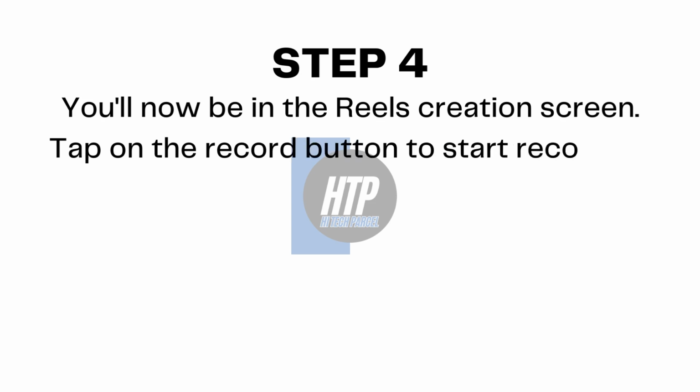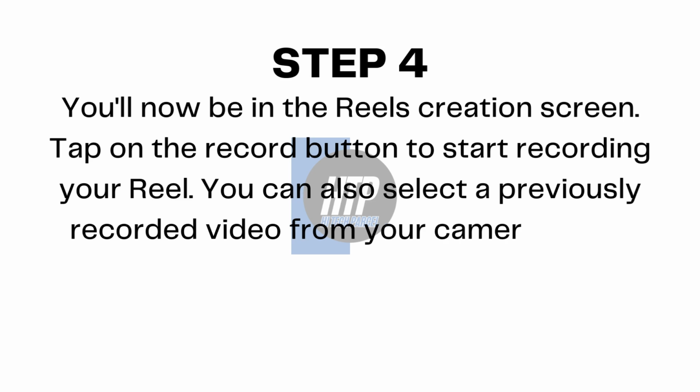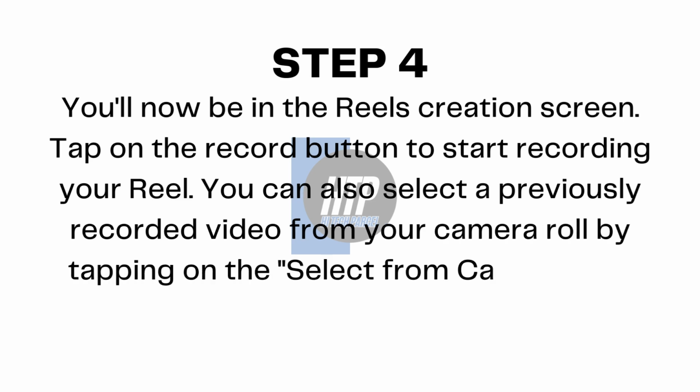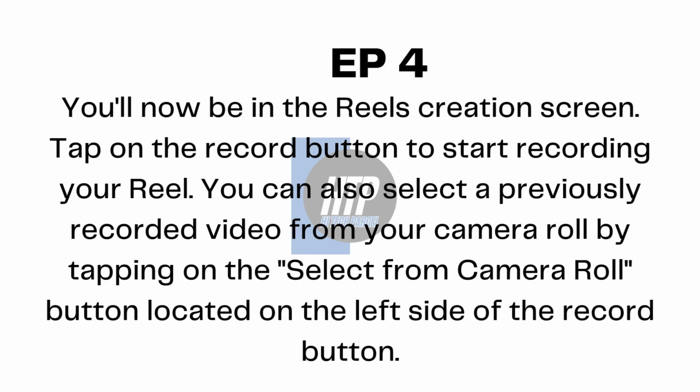Tap on the Record button to start recording your reel. You can also select a previously recorded video from your camera roll by tapping on the Select from Camera Roll button located on the left side of the Record button.